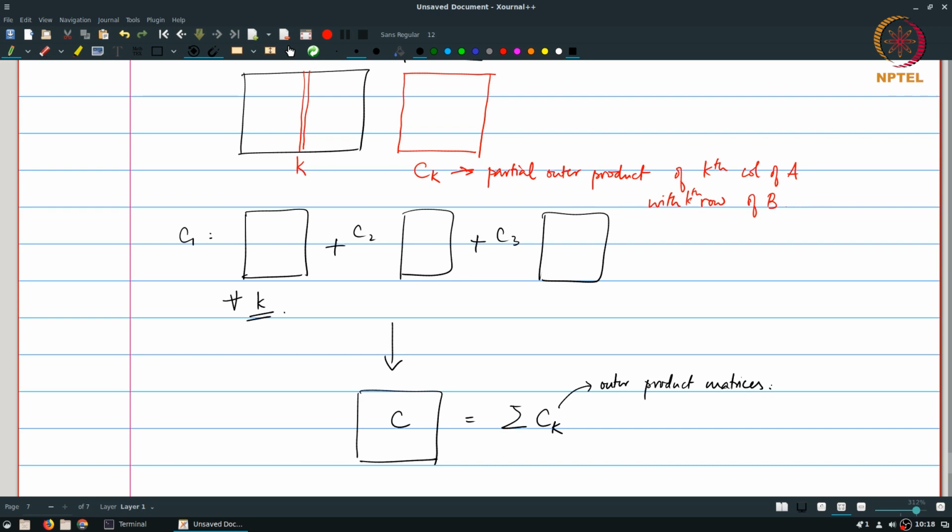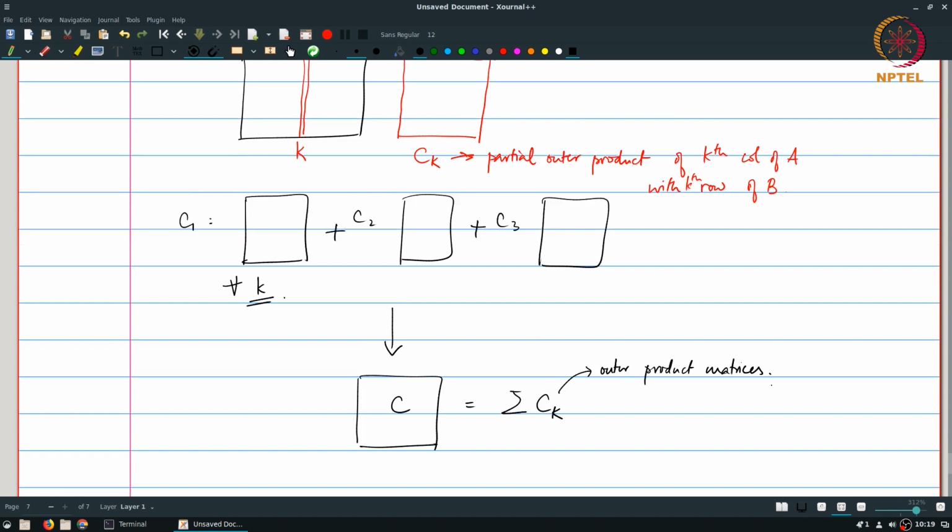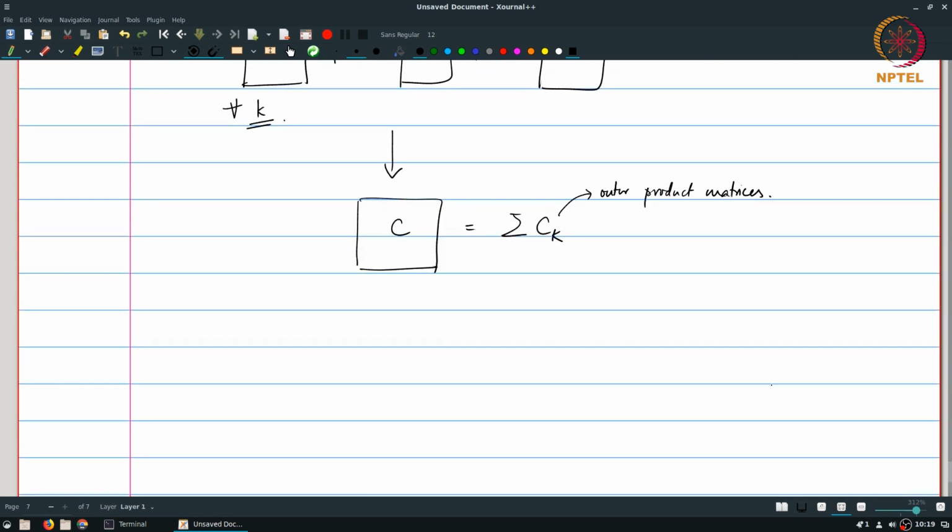Now the question is, how does this help us? We are basically interested in understanding whether this approach using the outer product can give us better performance than the original inner product based method. Now, how is it possible for this to give us a better result? Let's look at the data usage, the data access patterns for the outer product based method.